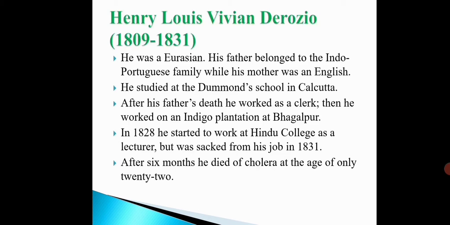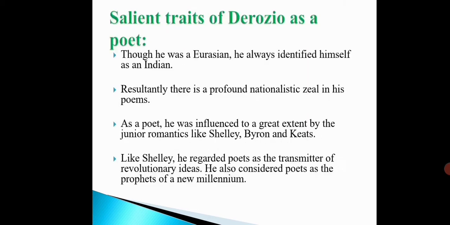And after 6 months of this mishap in his life, he died of cholera at the age of only 22. It was also in 1831, and he died on 26th December. So this is the short meteoric life of Henry Louis Vivian Derozio.